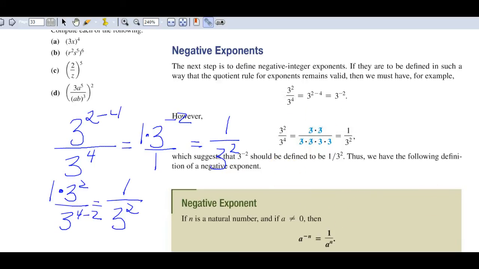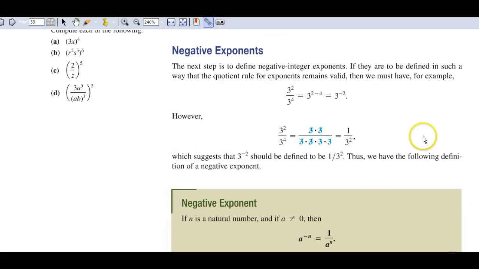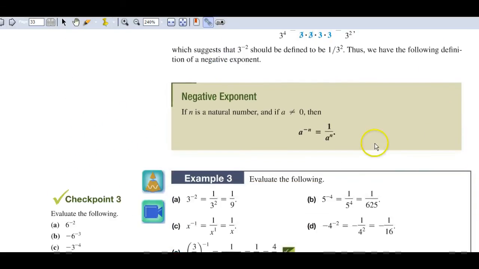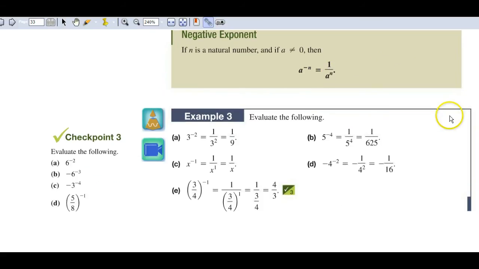And again, they're showing you the work. So as we look at the rule for it, a to the negative n becomes just 1 over a to the n, bringing this down to the denominator, and it becomes a positive. And here are a few examples. 3 to the negative 2 is 1 over 3 to the 2nd. Simplified is 1 over 9. X to the negative 1 is just 1 over x to the 1st. We don't write the 1.